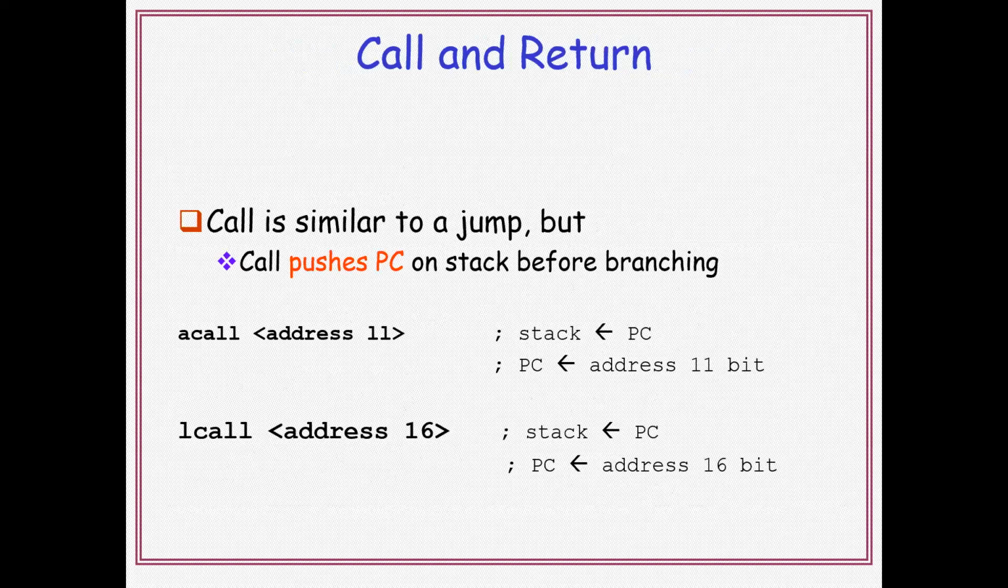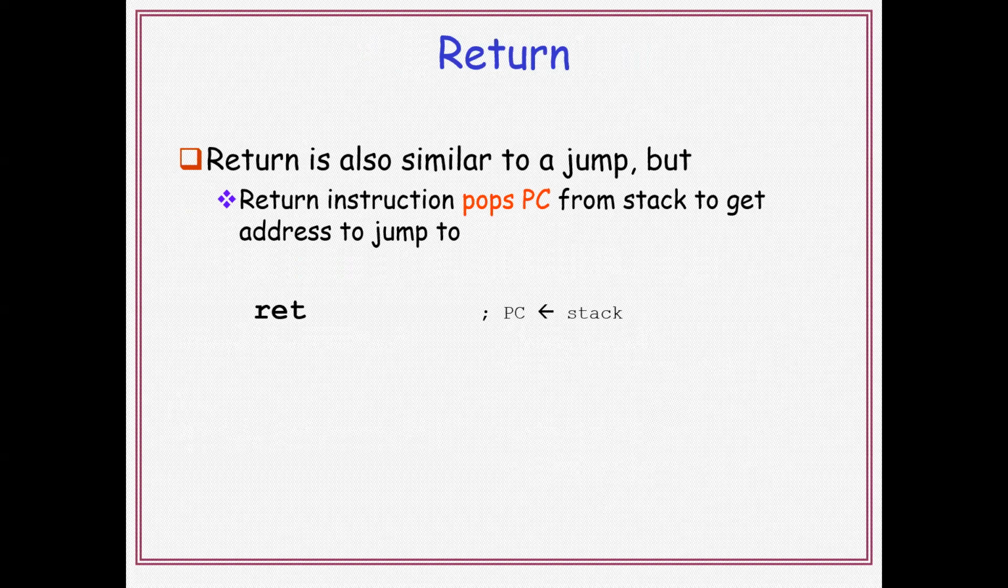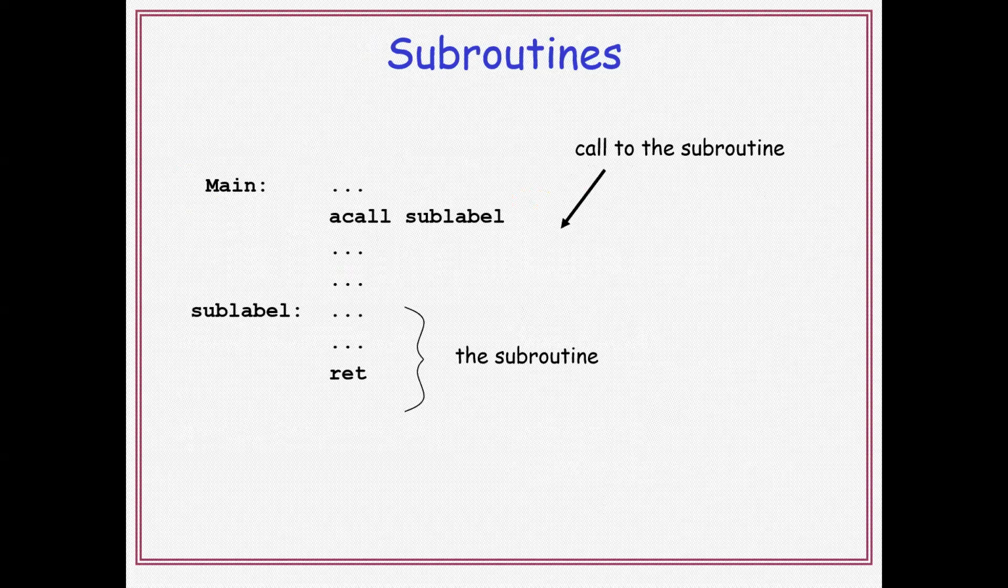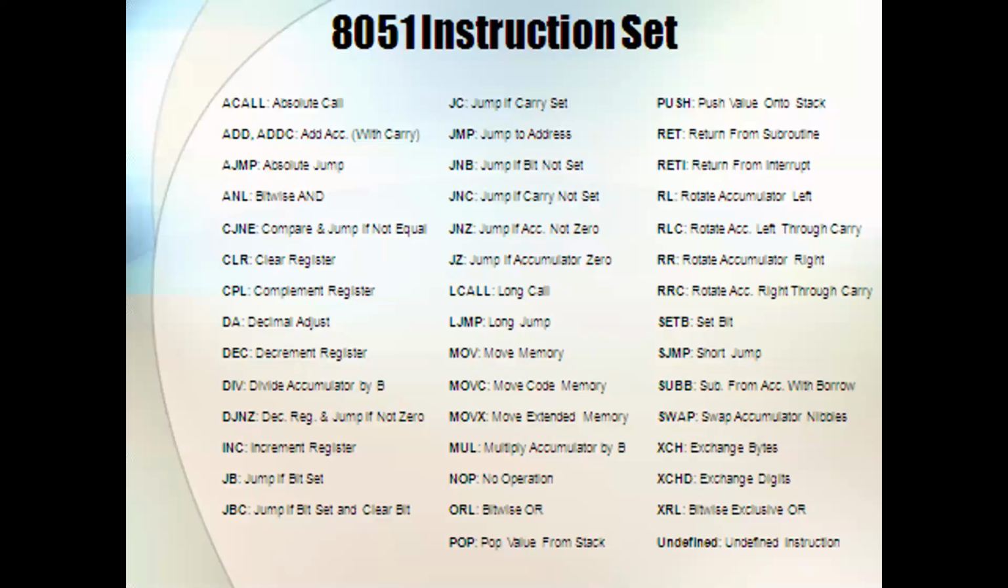So CALL is similar to jump, but CALL pushes the program counter on the stack before branching. The return instruction is also similar to jump, but the return instruction pops the PC from the stack to get the address to jump to. So that is about the 8051 instruction set.